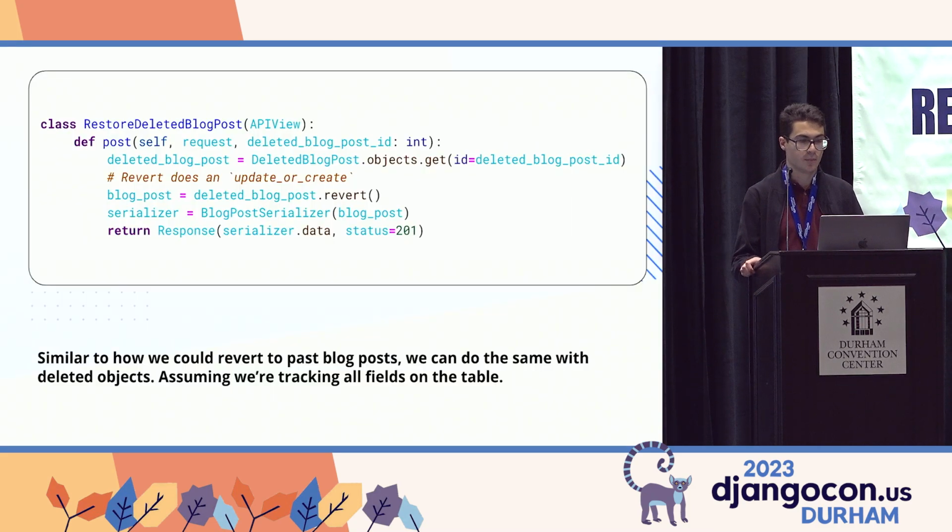And now we can even create a simple endpoint to restore a deleted blog post, like we had with reverting to a previous blog post. We can just grab the deleted blog post. Revert does update or create, so in this situation we're just going to be creating a new blog post here. Then we can serialize this and return the data. And there you go. Once again, with less than 15 lines of code, we've been able to have soft deletes on this table with a lot of these issues mitigated, and also be able to go back to deleted instances. This hypothetical content management system now has a lot of this functionality that traditionally would be difficult to get to.